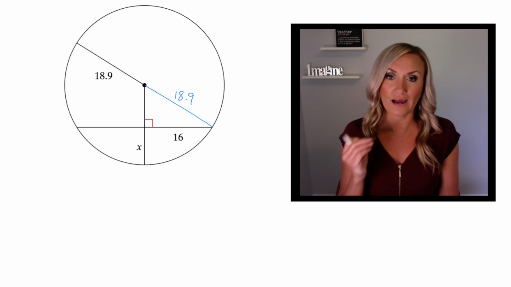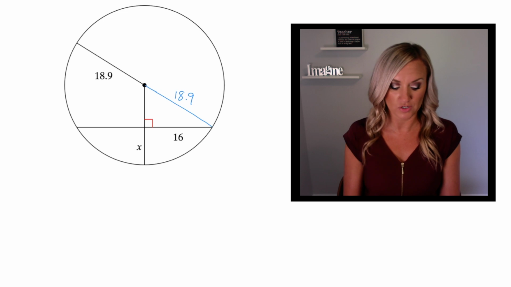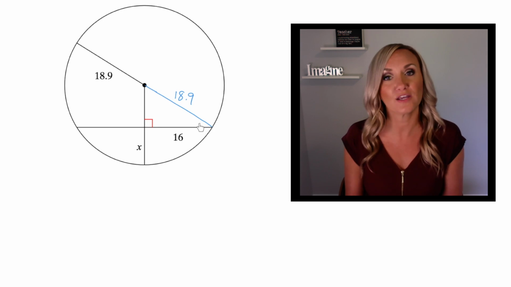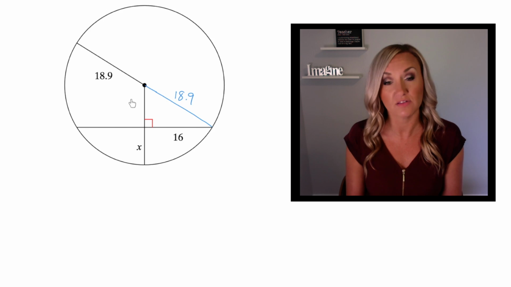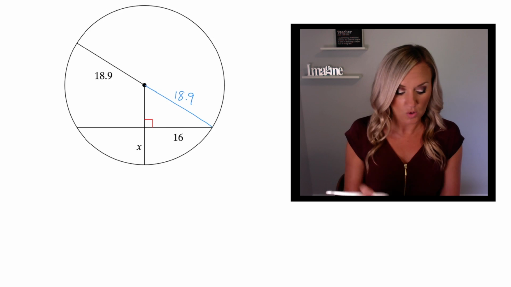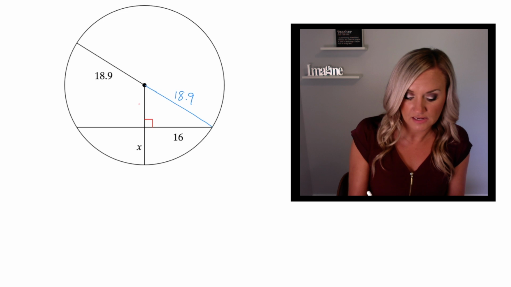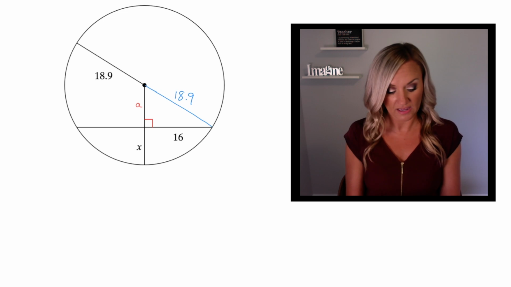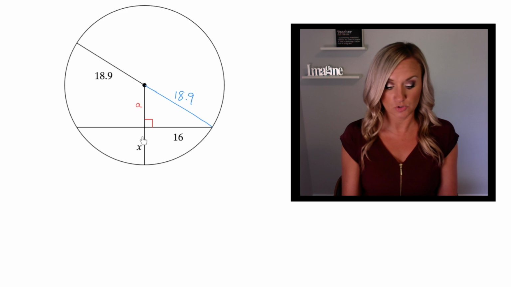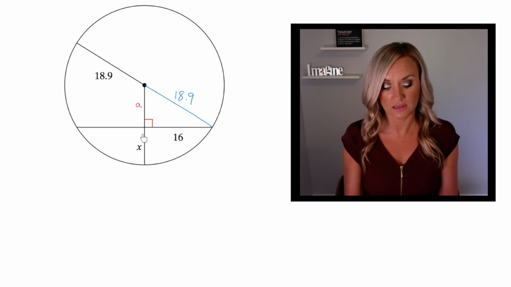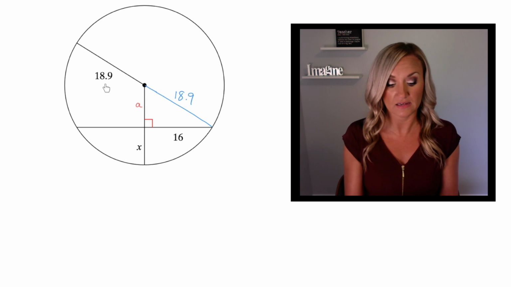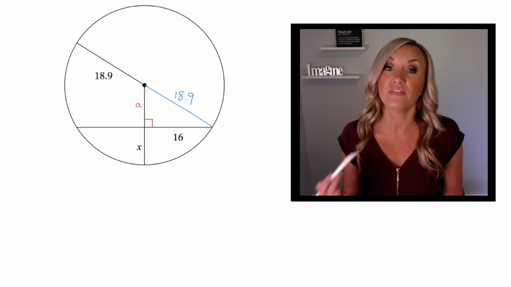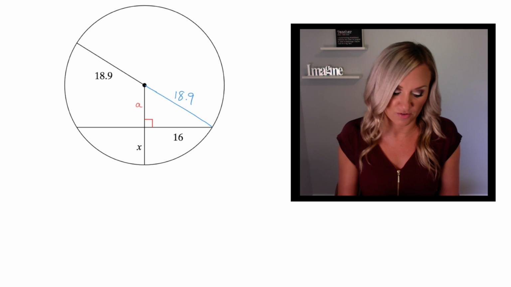So therefore, I see a beautiful right triangle, and if I see a right triangle, I know I can use the Pythagorean theorem to find this missing side. Let's call that missing side of the triangle A. Then if I solve for A, I can subtract A from our radius of 18.9, and that will leave me with x. That's the direction we're going to go to solve for x.